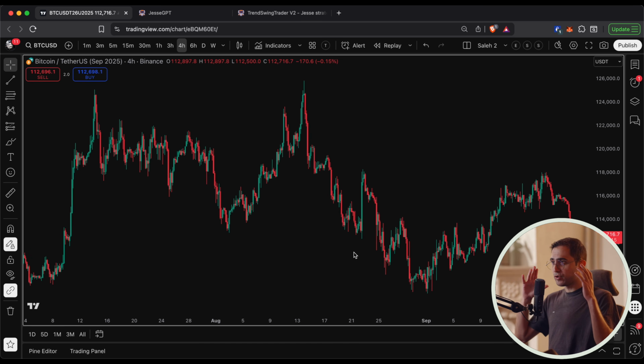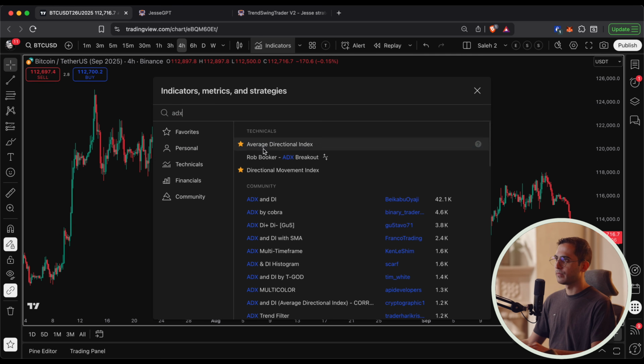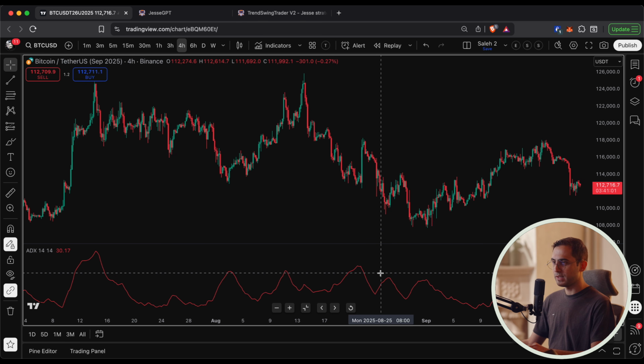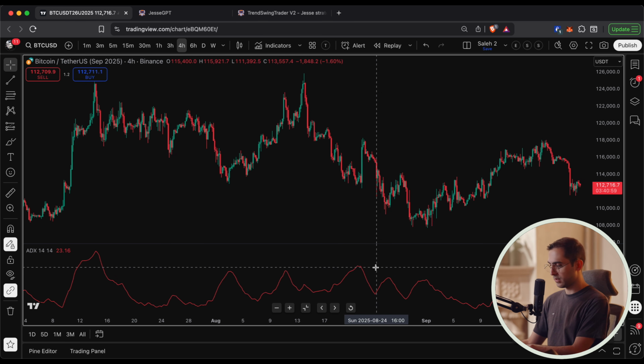Now firstly, we want to ensure this is a trending market. For that, the best indicator that I always use is the ADX. So let's add it to our chart. Now we need the threshold of this to be 43. So let's add it here.